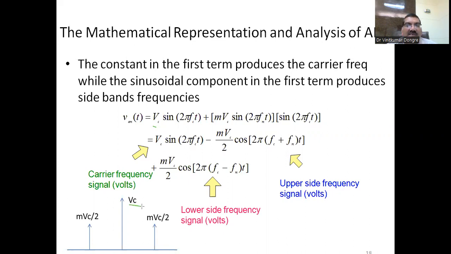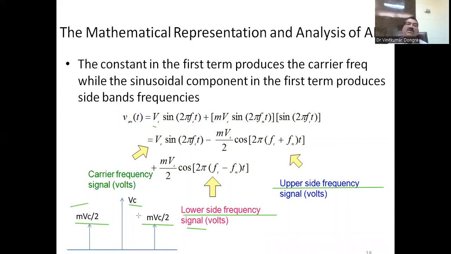So this is VC and this is plus. This is your FC plus FM, and this is minus, the negative side band, the lower side band. So here we can see there are two side bands. One is called the upper side band, which is FC plus FM, and one is called the lower side band, which is FC minus FM.